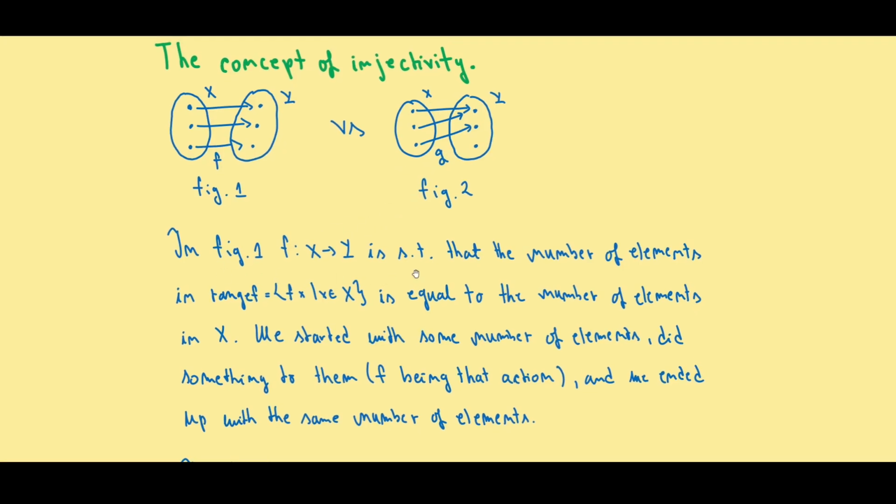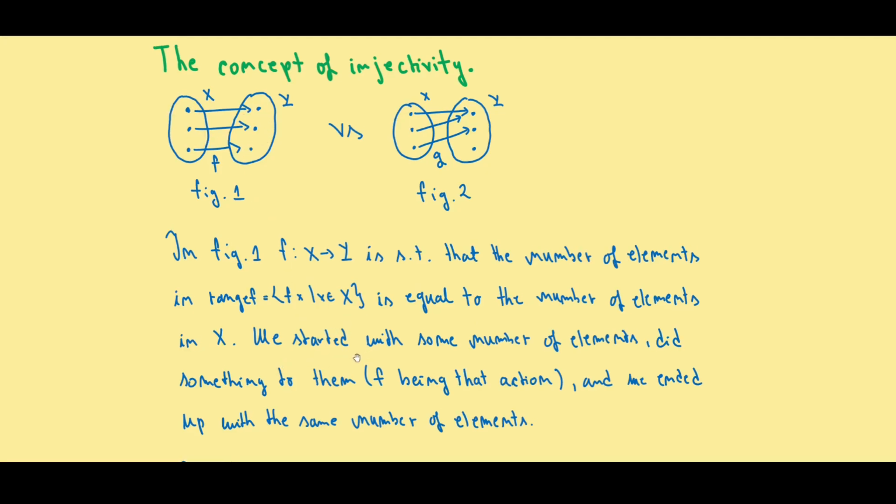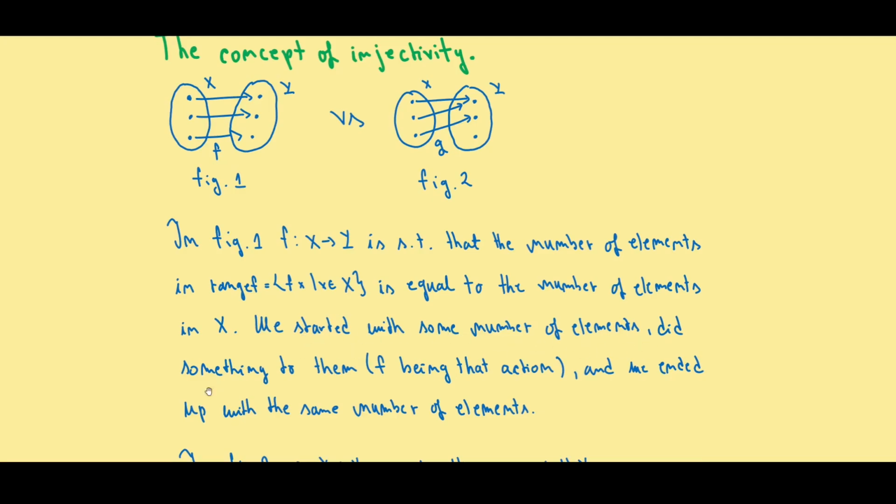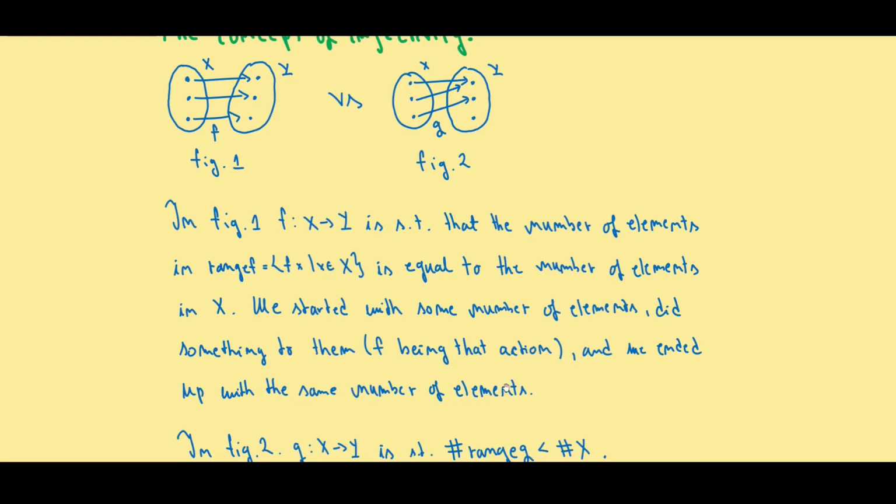So in figure 1, our function f is such that the number of elements in the range of f, so this is the range of f, is equal to the number of elements in X. Here are 3 of them, and after mapping them, we still have 3. Great. So we started with some number of elements, did something to them, f being that action, and we ended up with the same number of elements.